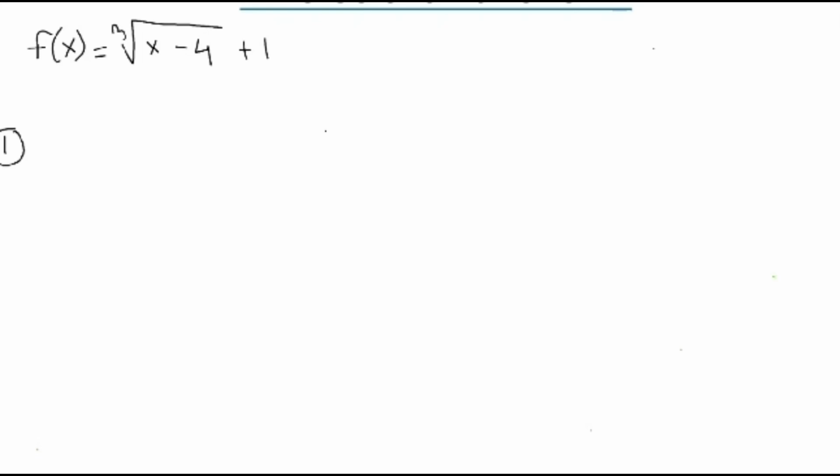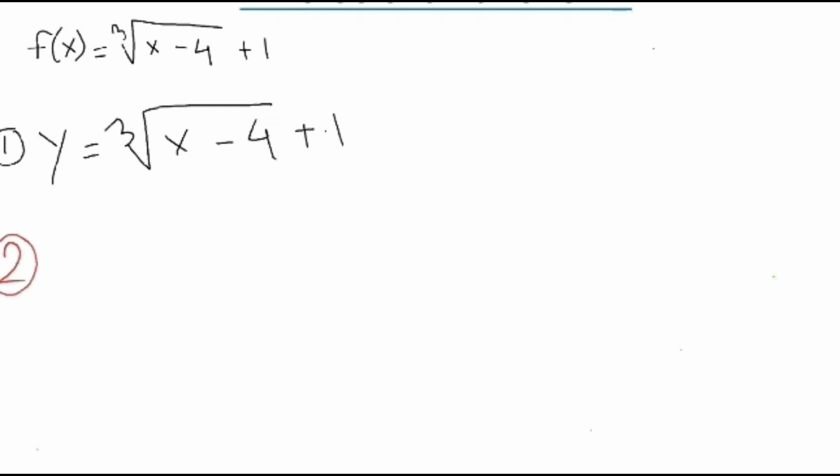Let's try to solve this one. Here it is given f of x is equal to cube root of x minus 4 plus 1. So our first step will be to replace f of x by y. After doing so, we get y equals cube root of x minus 4 plus 1. Step 2 is to interchange x and y. So we write x in the place of y and y in the place of x, and we get x equals cube root of y minus 4 plus 1.